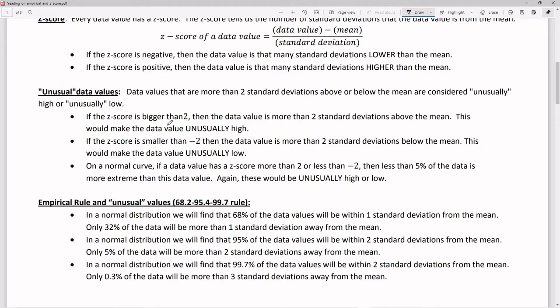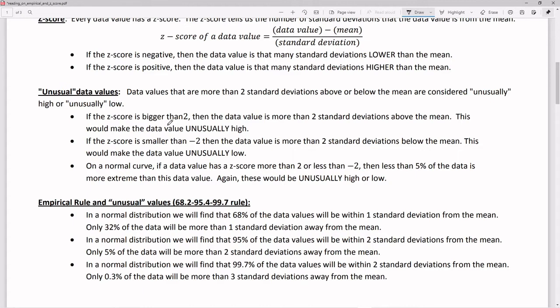Usual data values, or heights, are the ones that are within 2 standard deviations. So back to that example. If your height is within 2 standard deviations of the average height, then I want my brain to see you and go, okay, yep, your height is near the average, so I'm not even going to think about it.